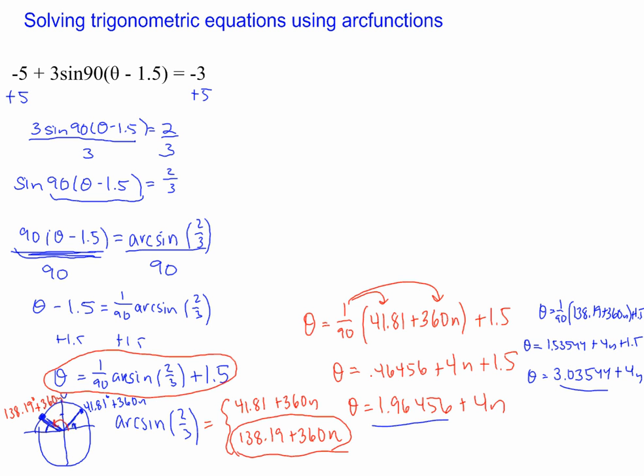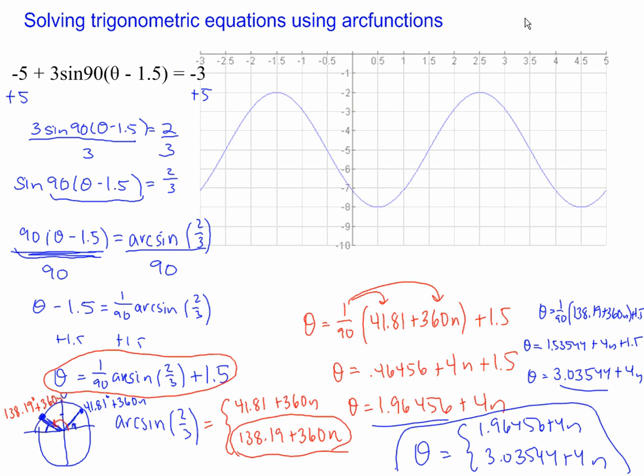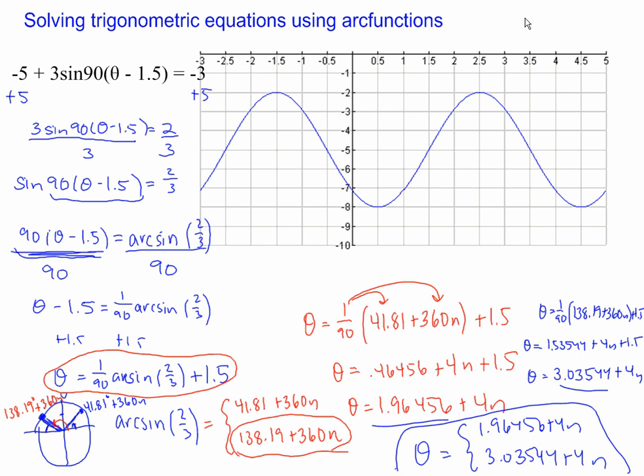So all together, I have my general solution for theta. Combining these two, theta is equal to the set of 1.96456 plus 4n and 3.03544 plus 4n. Those are all the angles that make this equation true. That is not a short process. I wanted to show you that graphically this matches up as well. If I look at where this graph is equal to -3, that's here. Do the answers I got match up with what I see here?